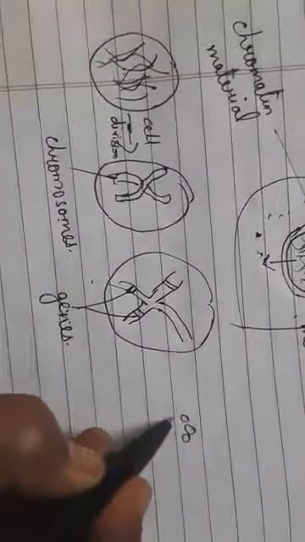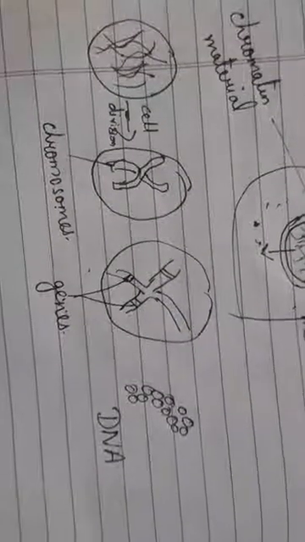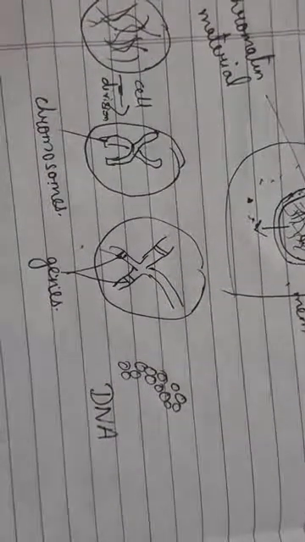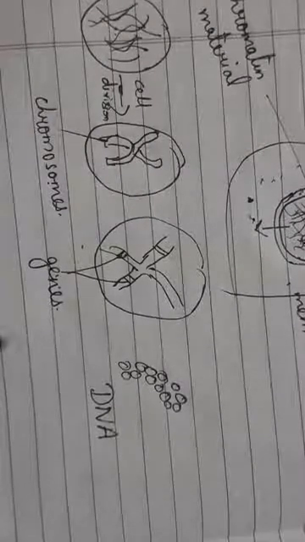Okay, and these again are made up of some units. And what are these units called? These units are called DNA. Clear? What is the full form of DNA? DNA is also called deoxyribonucleic acid. So these genes are made up of DNA.